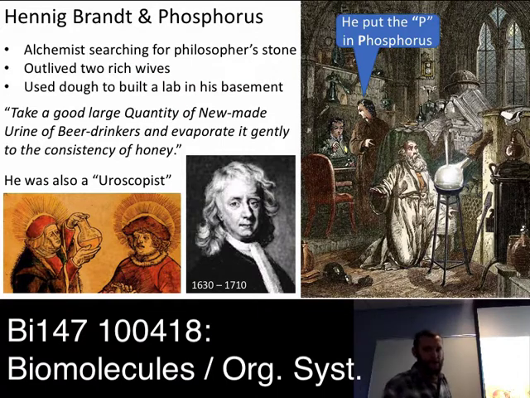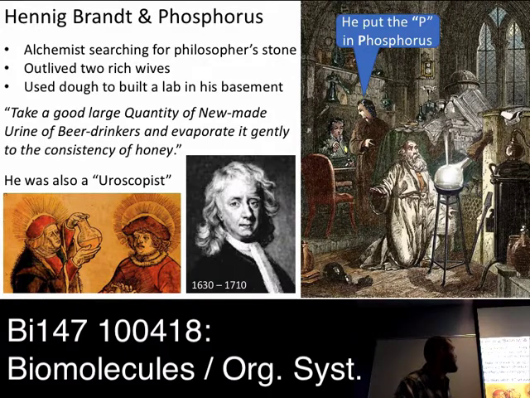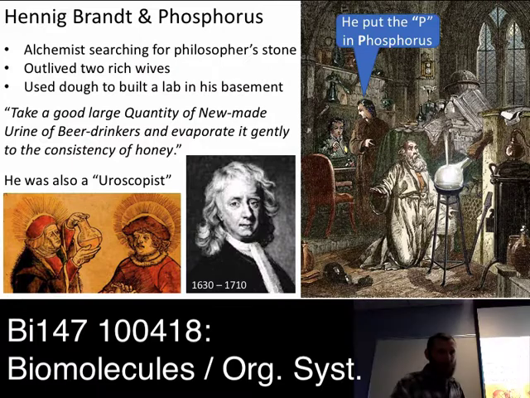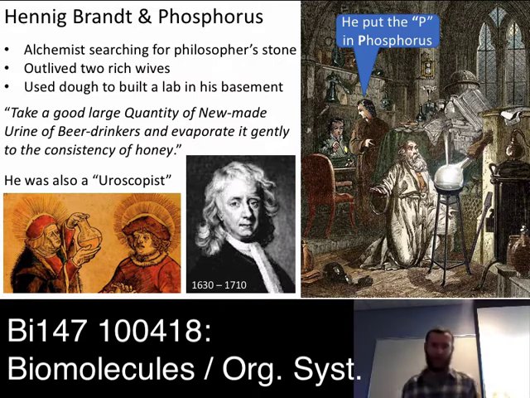Okay. Here's a fun story. I've been pointing out phosphorus a lot, and I might as well start with it, because this is just about the discovery of phosphorus and how it was first shown to be an important part of humans' biomolecules. It was discovered by this guy named Hennig Brandt. He was an alchemist who was searching for the Philosopher's Stone.